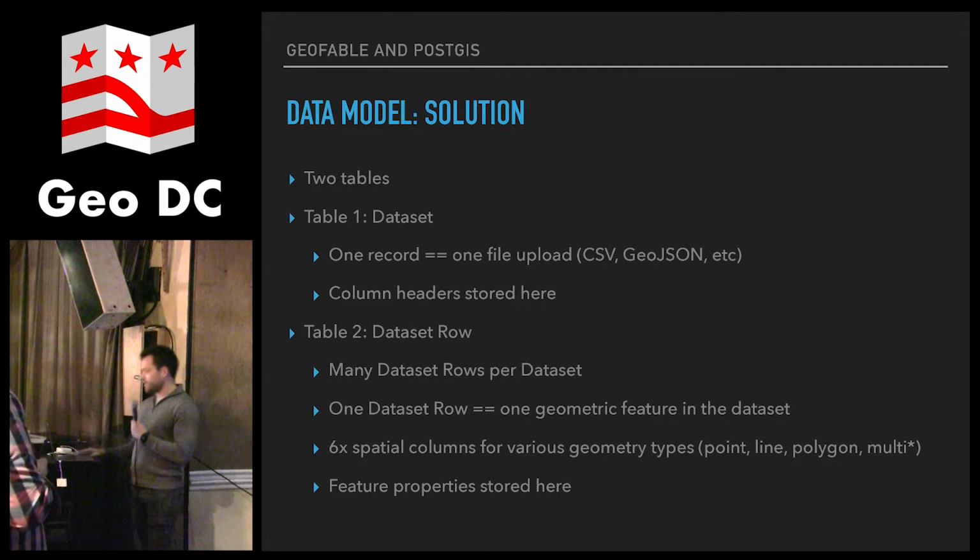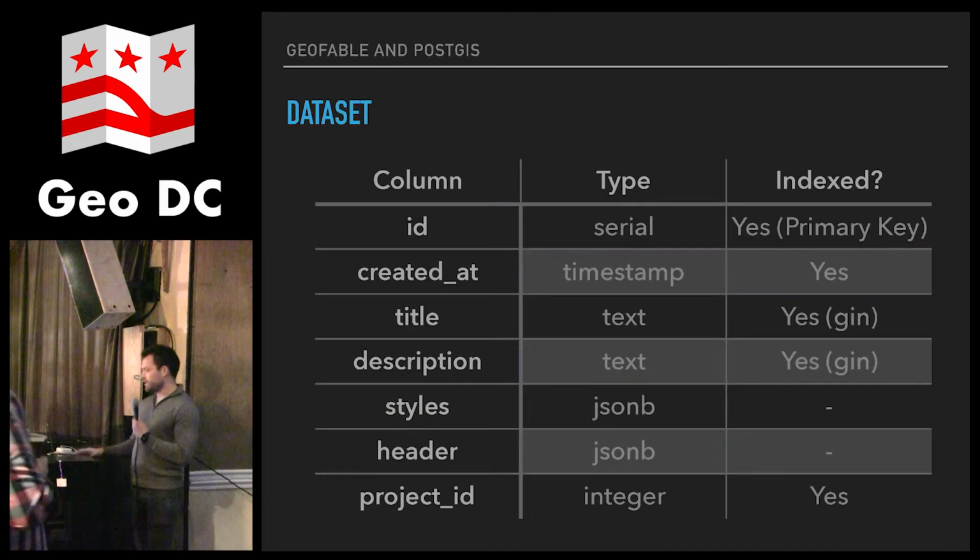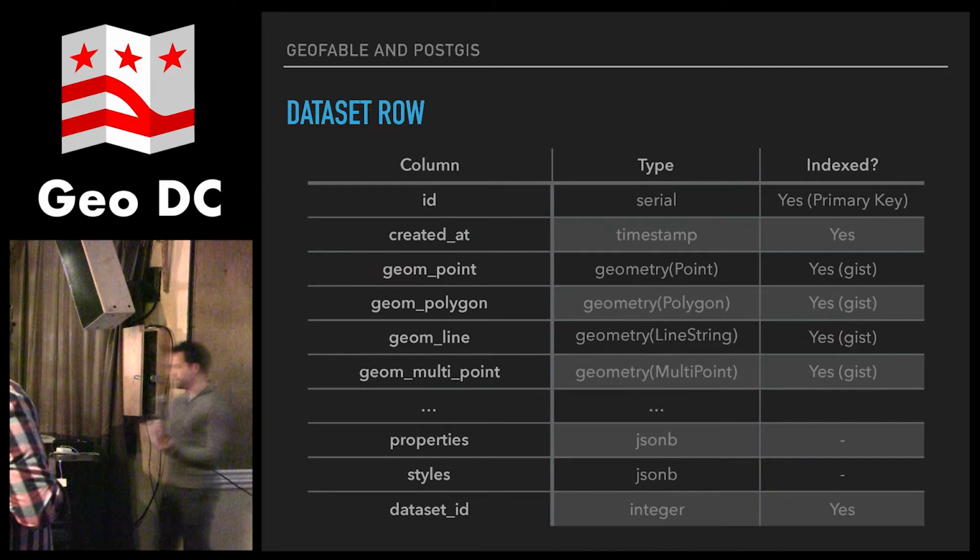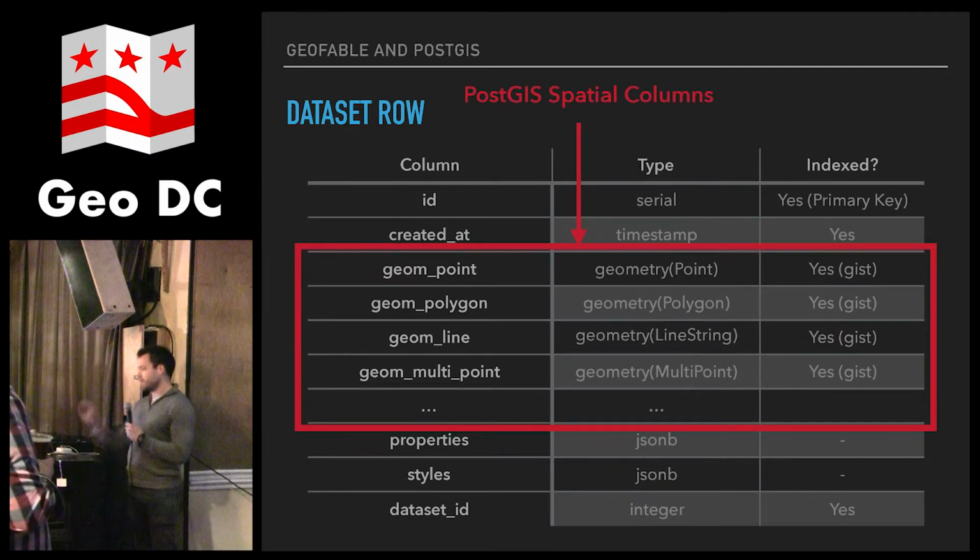I apologize for getting in the weeds here, but here's what the dataset table looks like, and dataset row, and here's the exciting part, the geospatial column. Everything outside of the red area is what you can do with Postgres, and inside the red area is what you use PostGIS for. So we have special geo data types and spatial indices on them.